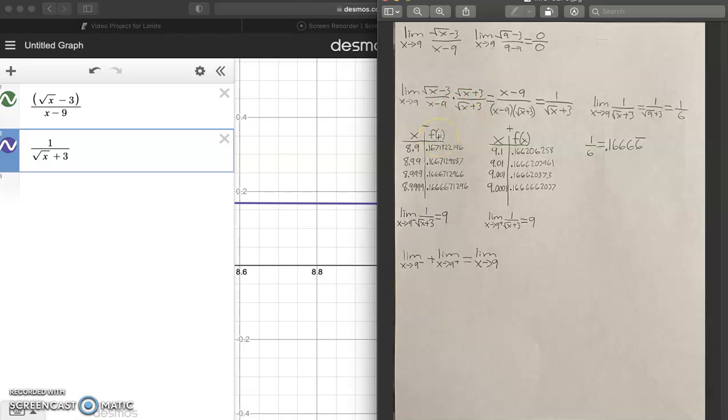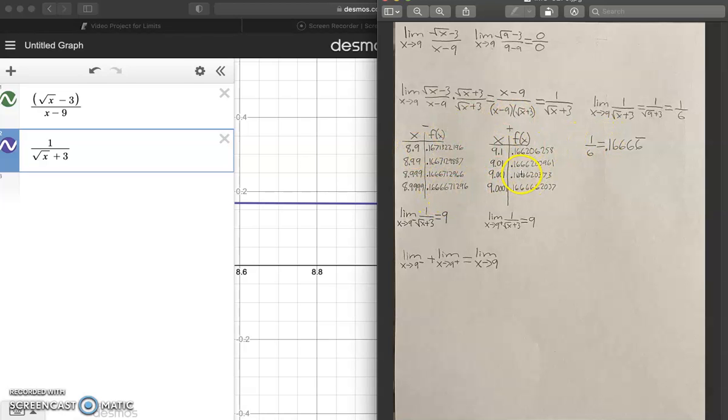Another way to do this is to find the limit by taking x values that are approaching x equals 9 and finding what value they are approaching. Right here I have a chart from the negative direction. I started with 8.9. You can start with basically any number, but the closer you are to 9, the more accurate it'll be. I went all the way to 8.9999, and as you can see, the value we're getting is getting closer and closer to 0.166 repeating, which is equivalent to 1/6.